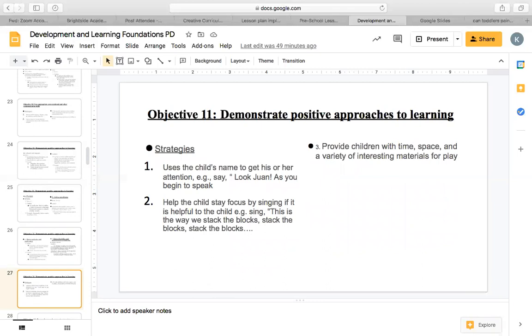Strategies. Use the child's name to get his or her attention. Example, say, "Look, Juan," as you begin to speak. Help the child stay focused by singing if it's helpful to the child. Example, sing, "This is the way we stack the blocks, stack the blocks, stack the blocks."